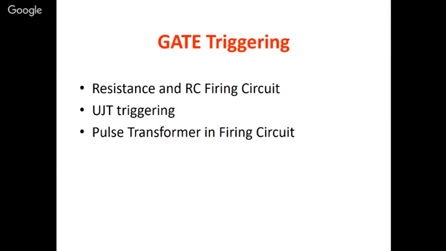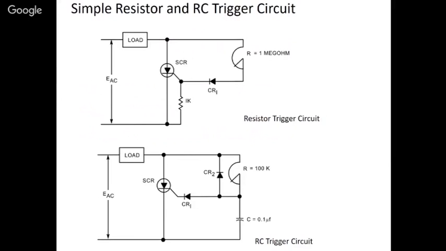Gate triggering, these are some of the conventional methods. Nowadays it's not much used. Still, I just want to give you an insight: they have R firing, RC firing, UJT with pulse transformers. The pulse transformer is not an actual firing technique, that is for isolation purpose. Nowadays, with digital, you have optocouplers. Before, you used to use pulse transformers, and nowadays also you can use a pulse transformer for this purpose.